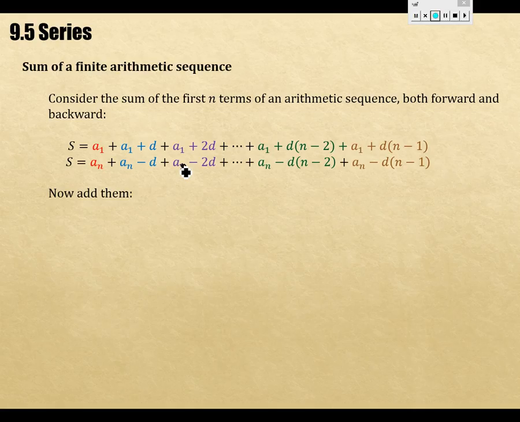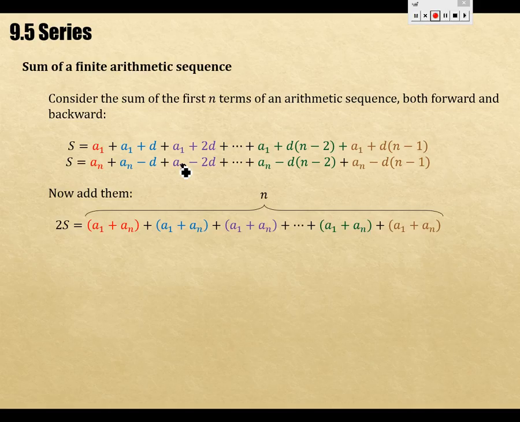What do you get when you add all the terms? A1 plus AN, A1 plus AN, A1 plus AN for all of them. On the left we also get 2S. So how many pairs are there? There are N of them, right? Because there are N terms.